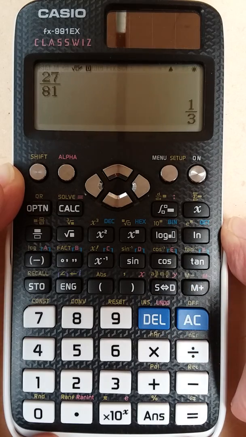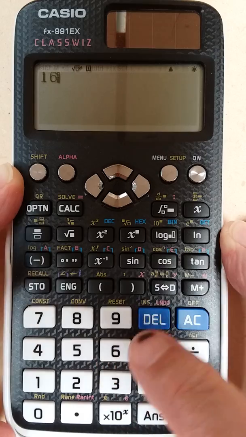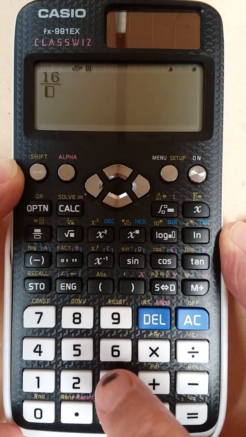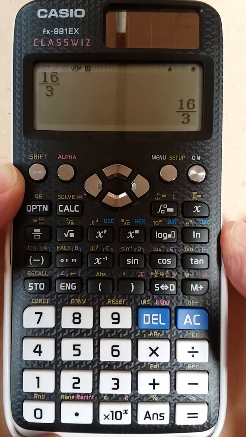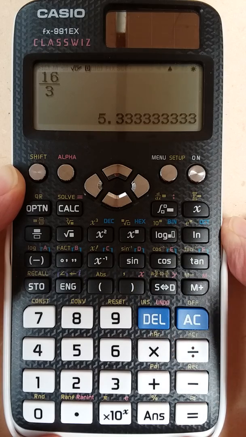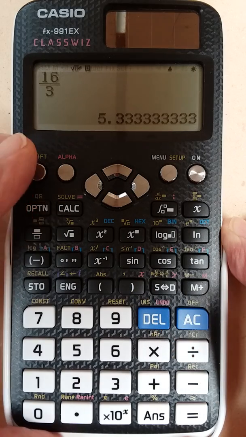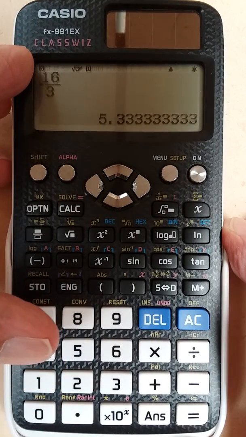Now, I'm going to do 16 over 3. Okay? So I type in 1, 6, and then my fraction key, and then 3. Hit equals. Okay. Now I just did that so you can see what it looks like. If you want to convert it to a decimal, hit your SD key. If you want to convert it to a proper fraction, hit Shift. When you hit Shift, you'll see this little S up here.